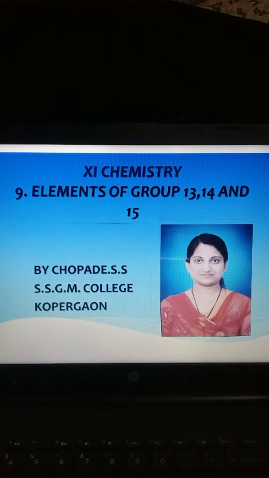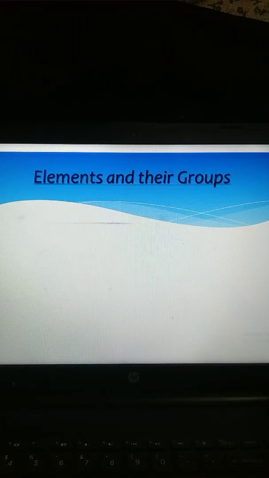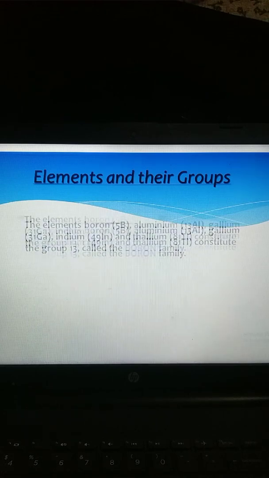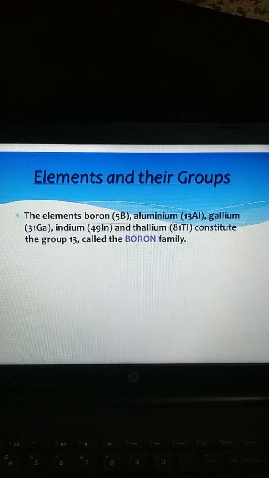In today's chapter we are going to deal with various properties of elements and their groups. First we are going to see the elements and their groups. Which elements are there in the particular group? The elements boron, aluminium, gallium, indium and thallium constitute group 13. These elements are called the boron family, since the first element is boron.